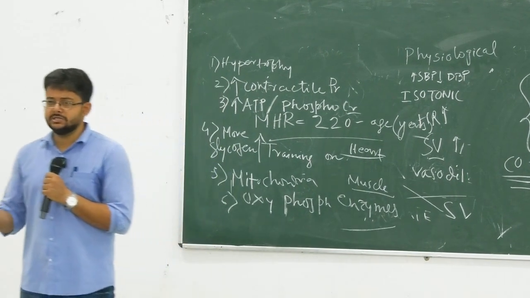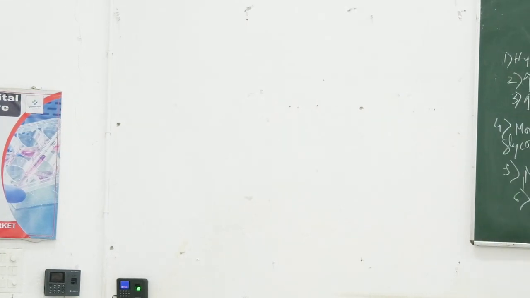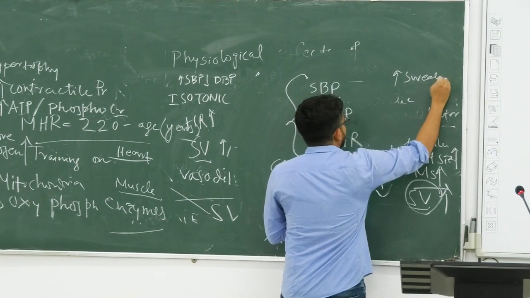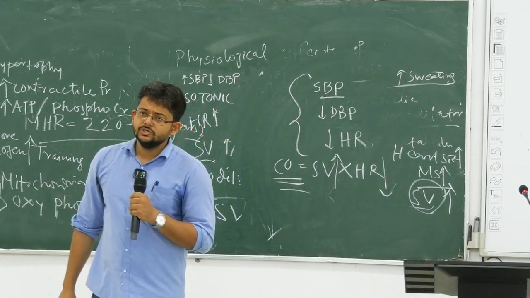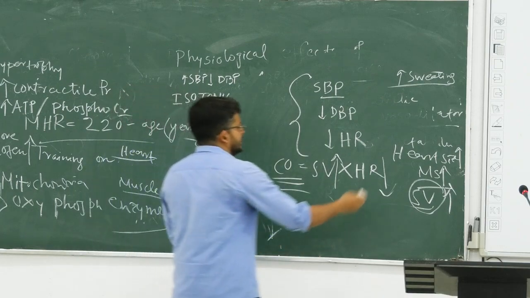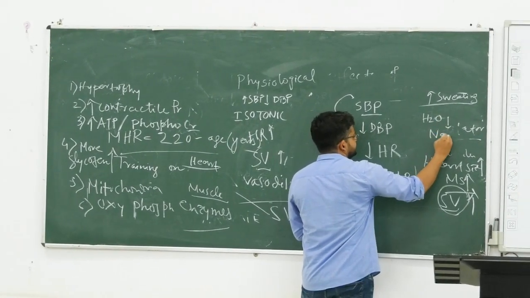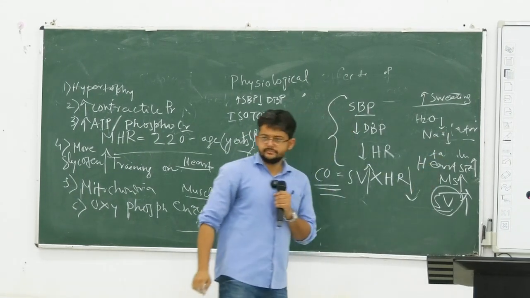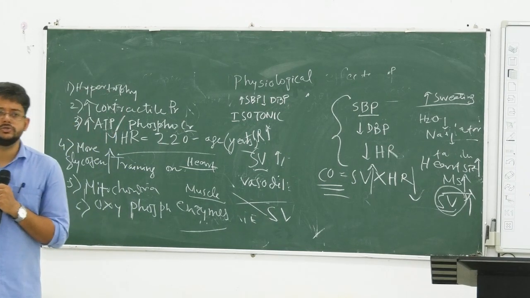systemic vascular resistance is also a little lower in them. Third, a very interesting condition: if you regularly train, there will be increased sweating, because of the sessions. So if there is increased sweating, what will happen? What does sweating mean? There is loss of water and there is loss of sodium.